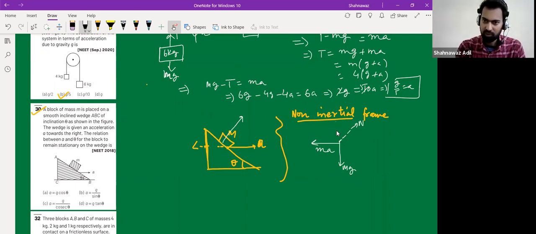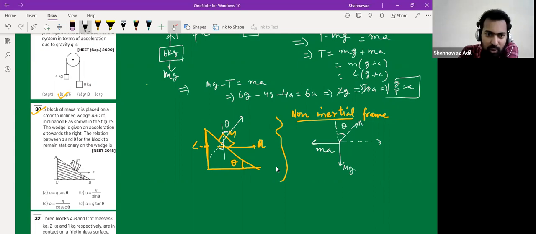So this normal reaction will balance these forces, right? So this is theta, and this will be theta, and this will be theta. So this is theta, right? So who got the answer?